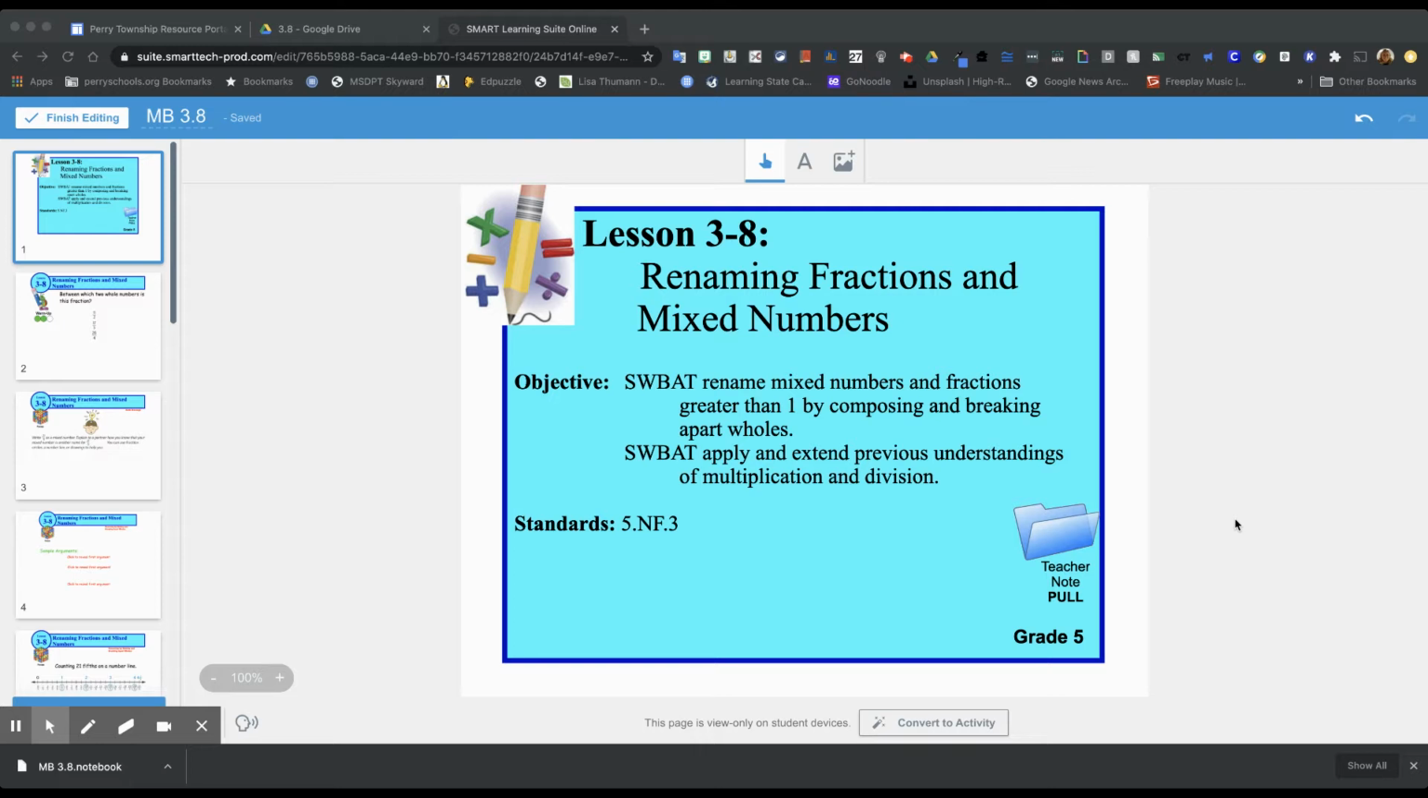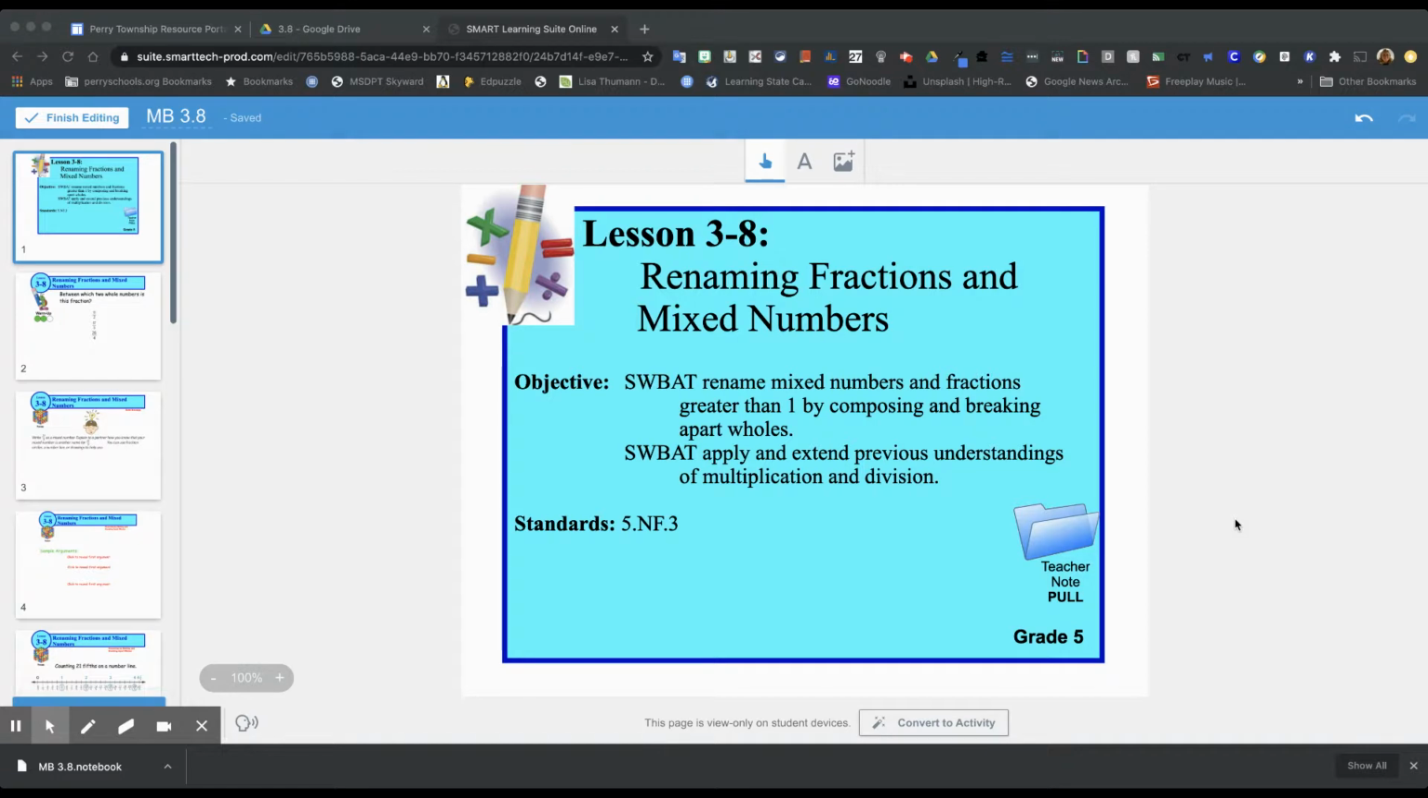Welcome back. We are on lesson 3.8. We are renaming fractions and mixed numbers today. We're going to be able to rename mixed numbers and fractions greater than 1 by composing and breaking apart wholes. We're also going to be able to apply and extend our previous understandings of multiplication and division.